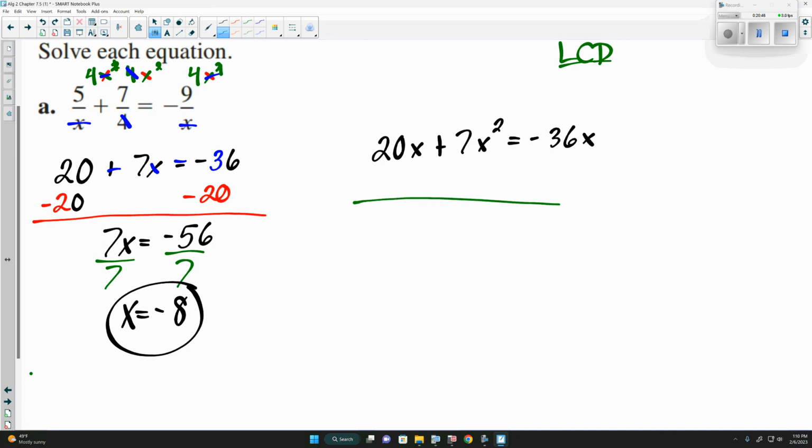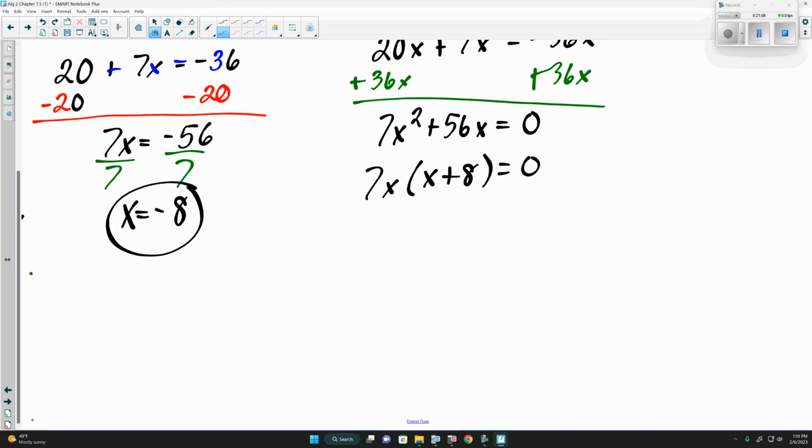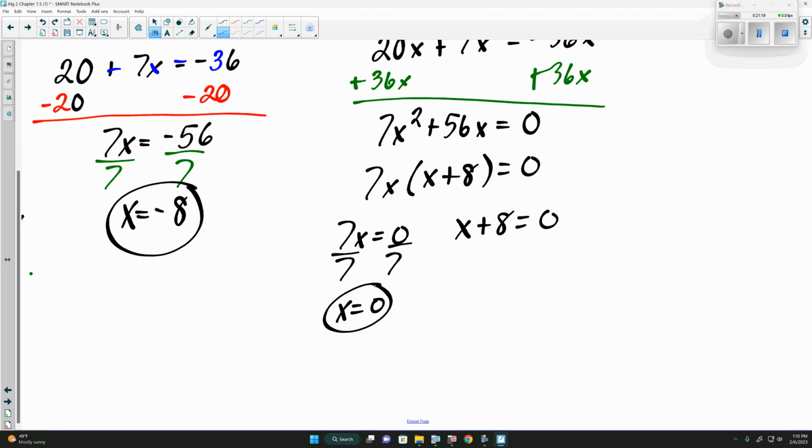Because here, we would need to add 36x to both sides, which will tell us that we have 7x squared plus 56x is equal to 0. Well, there is a 7x in common in both terms, which gives us 7x times x plus 8. Since we do have two things multiplied together to equal 0, one of them must be 0. So one of them, x is 0.